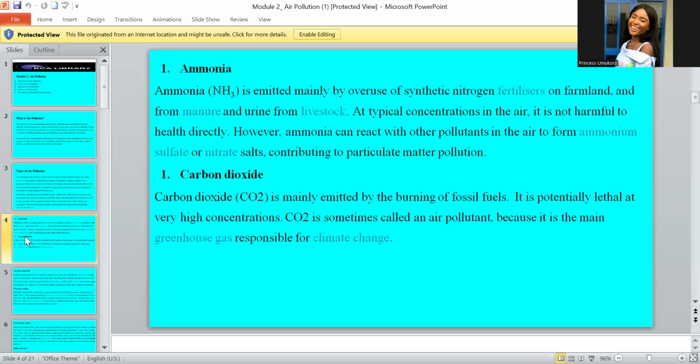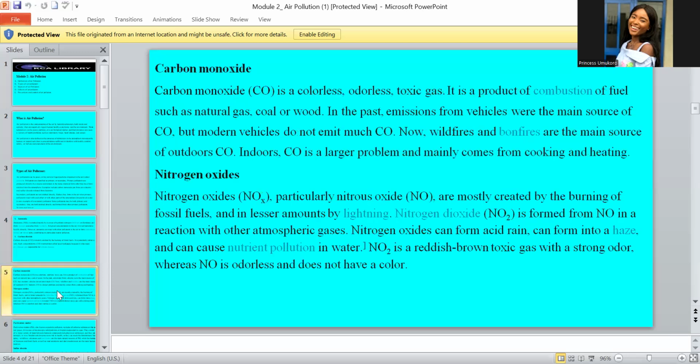We also have carbon dioxide. CO2 is mainly emitted by the burning of fossil fuels. It is potentially lethal at very high concentrations. CO2 is sometimes called an air pollutant because it is the main greenhouse gas responsible for climate change. There's also carbon monoxide. Carbon monoxide is a colorless, odorless, toxic gas. It is a product of combustion of fuels such as natural gas, coal, or wood.